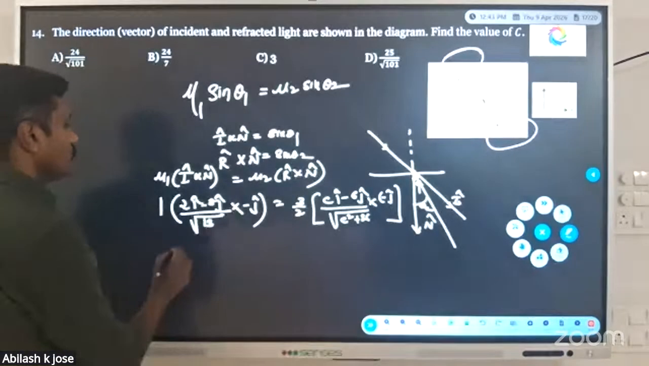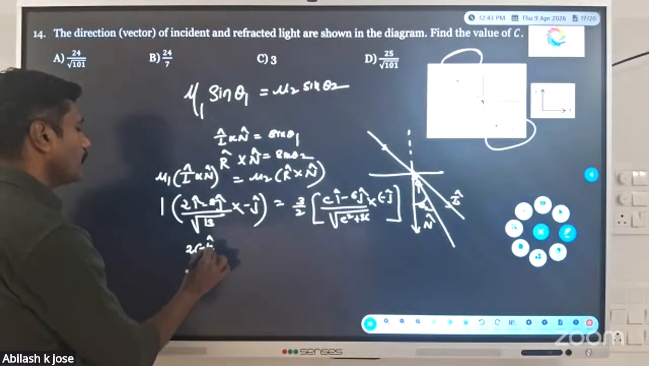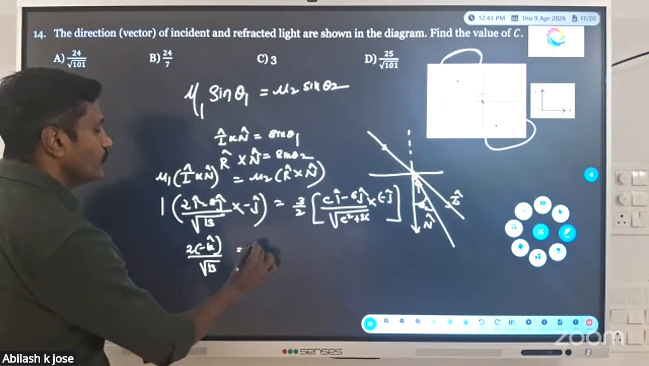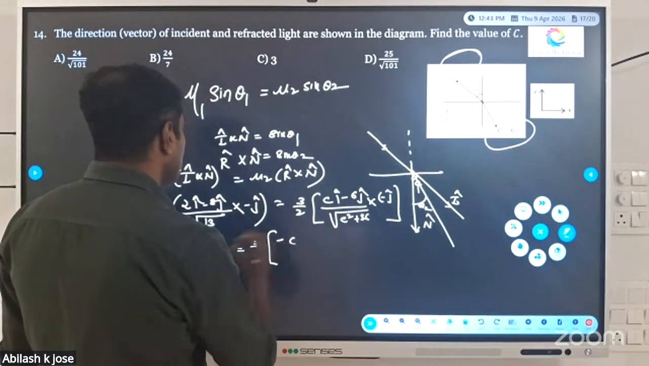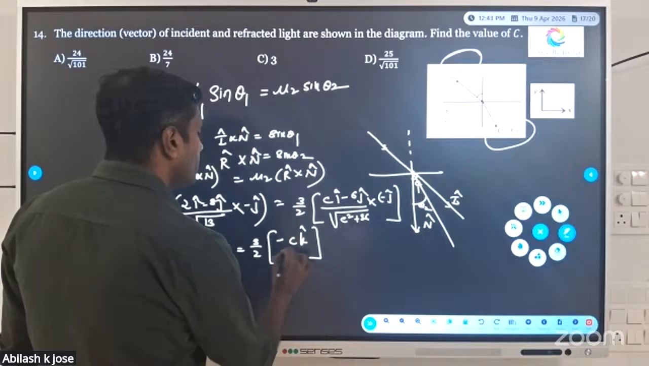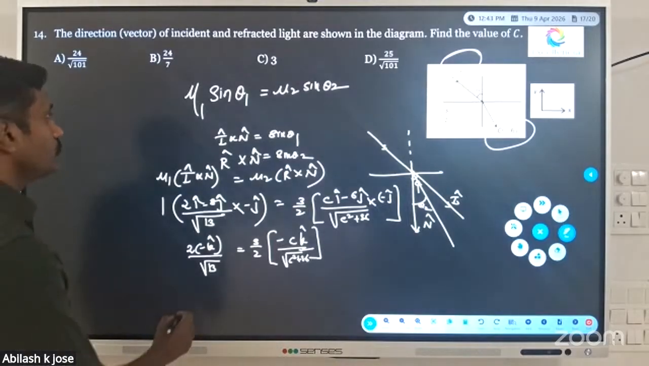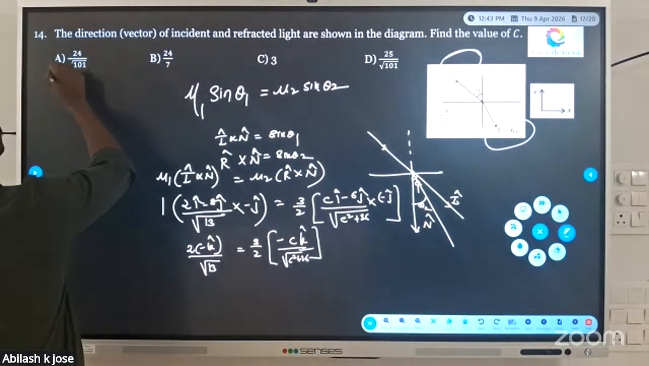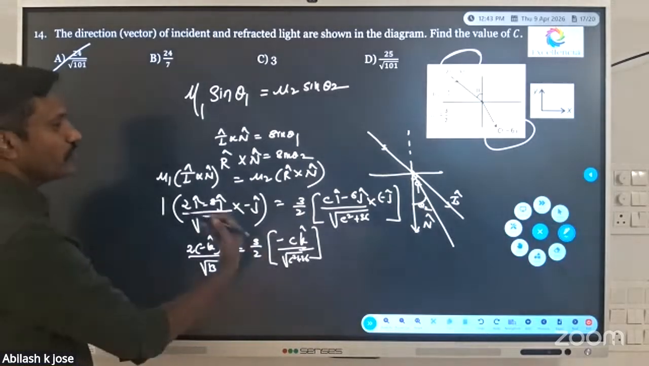So after simplification, this will become 0 divided by root 30 is equal to 3 by 2 into (6 minus c) divided by root of c squared plus 6 squared. Simplifying this, we get the value of c, and this comes out to be the required value.